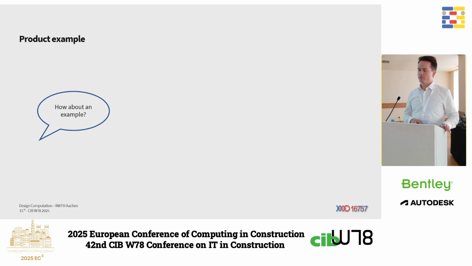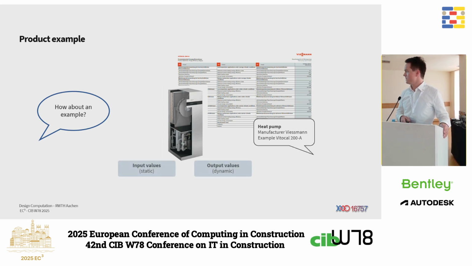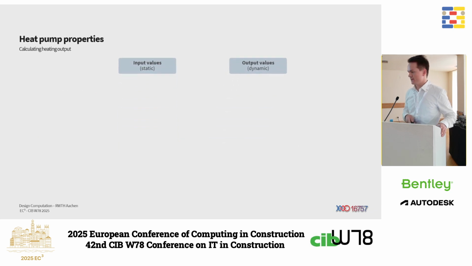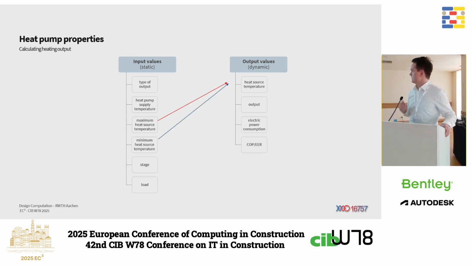Let's look at an example. So we have a heat pump here, and we have its data sheet. And this data sheet is full of input values, which are static. And then we have output values, which are supposed to be dynamically calculated from those input values. For example, if we calculate heating output, we have a lot of these input values, and then we take some of those, and we generate an output value from them, and then we take that output value and some more input values, and then we can calculate the heating output.